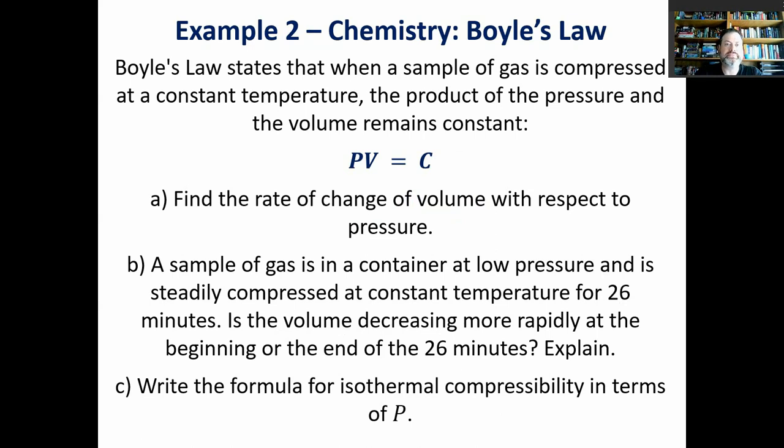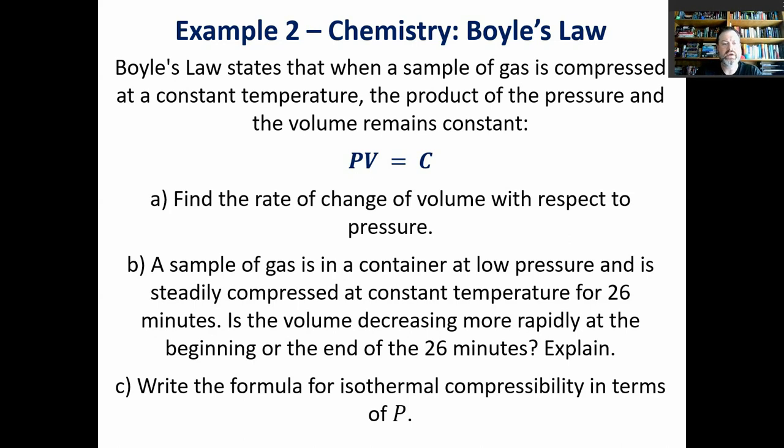So this is Boyle's law. If you took chemistry, you probably remember this. It says that when compressing a gas at a constant temperature, the product of the pressure and volume remains constant. So think about it, right? If you push twice as hard, if you double the pressure, the volume of the gas gets cut in half, right? At a constant temperature. If you change the temperature, the volume will change as well. So we want to find the rate of change of volume with respect to pressure. That's number one. Then we're going to do some more in-depth stuff on parts B and C.